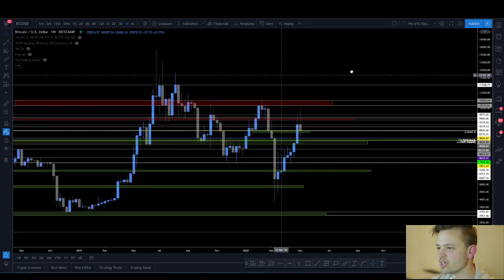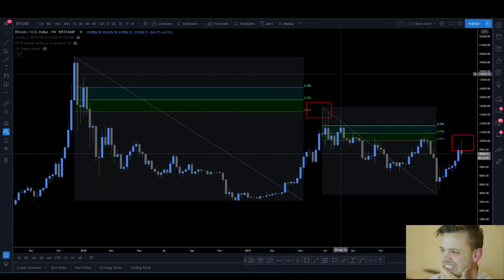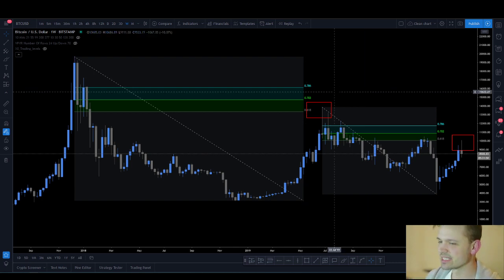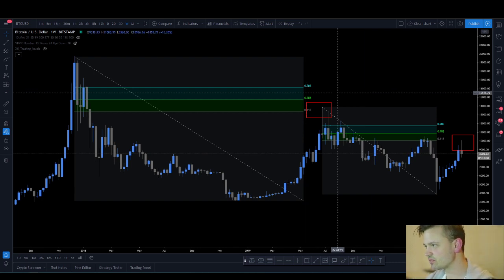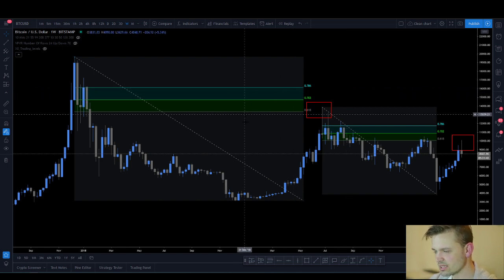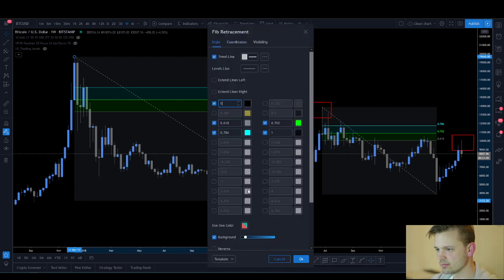All right, so I want to show you this chart. This is a beautiful chart, and I'll show you why. I like the RLC, and the RLC is the area between the 0.618 and the 0.786 Fibonacci retracement level, right? This is the short RLC, and if you reverse it, you will find the long RLC, right? Like that.